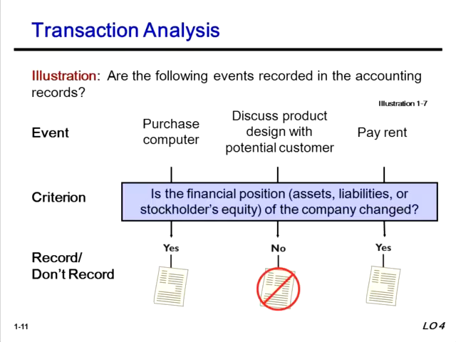There's no transaction. Another example would be hiring a new employee. There's no transaction associated with hiring a new employee. You only record a transaction when that employee starts working and does something for you. Payment of rent, of course, would be a transaction and would be recorded.